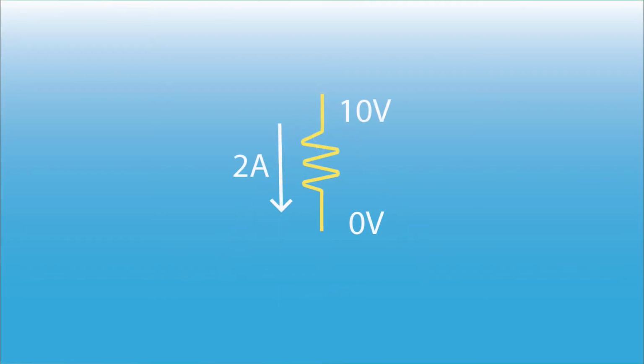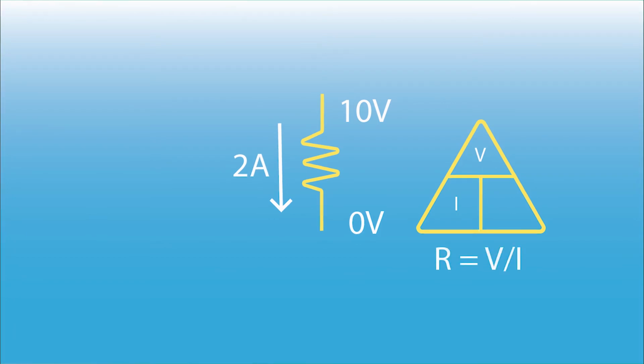Let's try a real example. Say we have 10 volts across a resistor and a current of 2 amps flowing through the resistor. We need to find the resistance of the resistor. Let's use the triangle to help us out. We need to solve for the resistance, so let's cover the R. That leaves us with V divided by I, which means that the resistance is equal to 10 volts divided by 2 amps, which simplifies to 5 ohms.